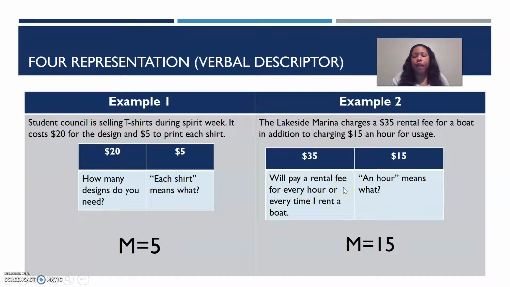Lakeside Marina charges a $35 rental fee for a boat in addition to charging $15 an hour. You have to look at, will I pay a $35 rental fee for every hour or would I pay it every time I rent the boat? On top of that, if I'm paying $15 an hour, would I only pay that one time, even if I got 4 hours? No, I'm going to pay that each hour. And that each goes back to that word per. That's your rate of change. So 15 would be your M.